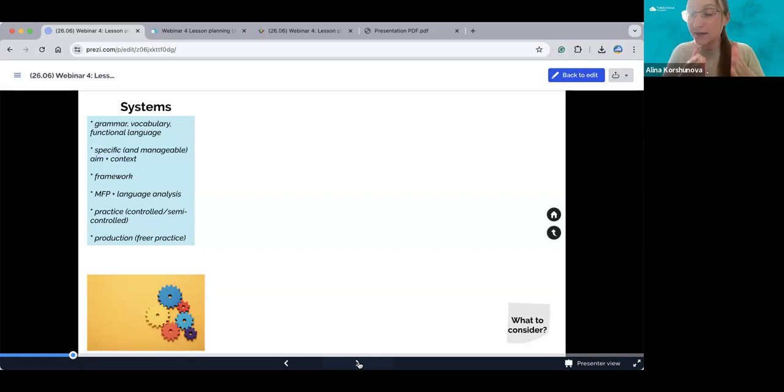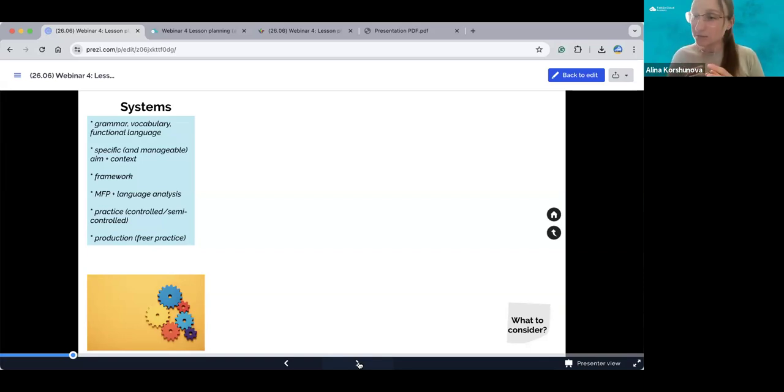And because we teach these, let's say, 7 aspects of language, we can differentiate different types of lessons. For each type of lesson, we have a common framework that we can follow, a common set of stages that we can use for planning lessons. And when we talk about systems lessons, we talk about frameworks and stages that we usually include in our lesson plans for grammar, vocabulary, or functional language lessons.